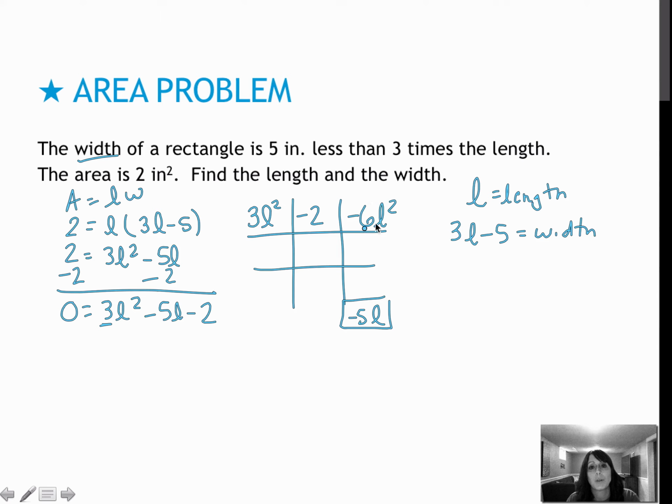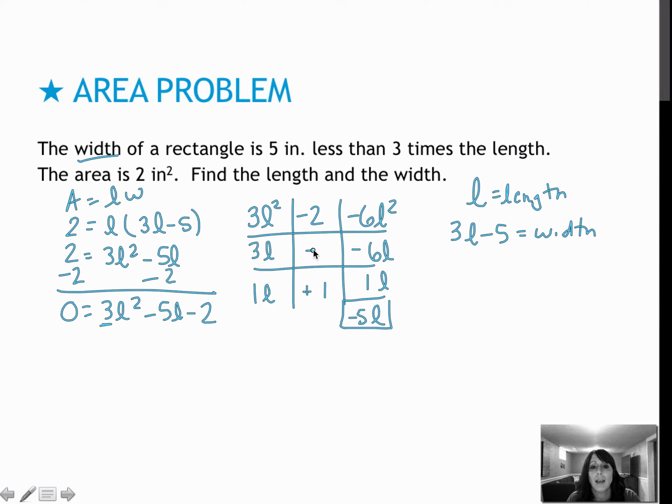Numbers that multiply to negative 6 and subtract to 5 would be, because again we're dealing with a difference, I would use a negative 6L and a positive 1L. These multiply to negative 6, and when I add them together I get negative 5. This would have to be 1L and positive 1, which means this would have to be 3L and negative 2. Make sure everything works out. That gives me L minus 2 and 3L plus 1.